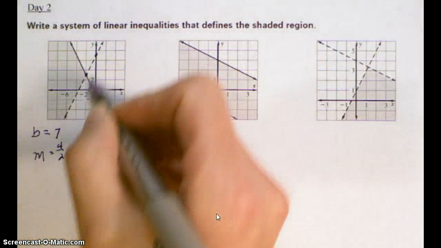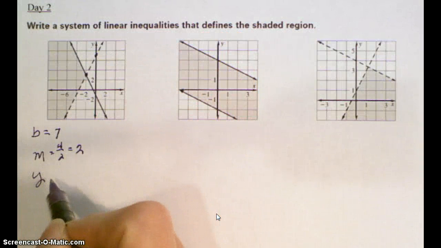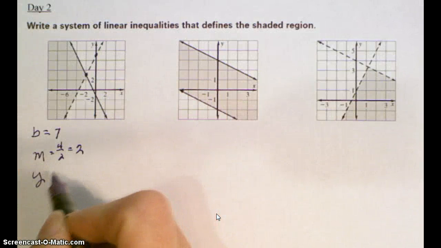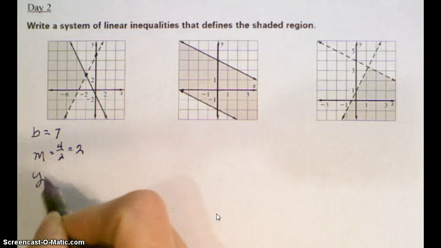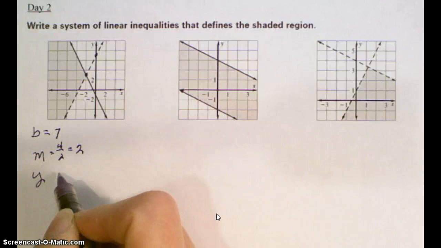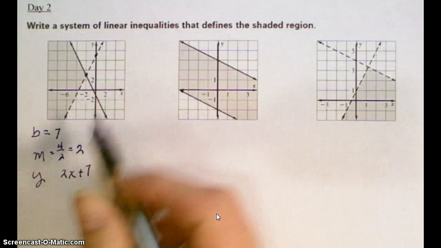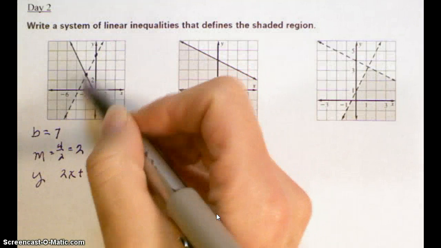So I could say that the equation of this line is going to be y. Now I'm not going to put equals, and since it's dotted, I'm going to have to figure out whether it's a less than or greater than sign. But I do know that it's going to be y, some kind of sign, mx plus b.